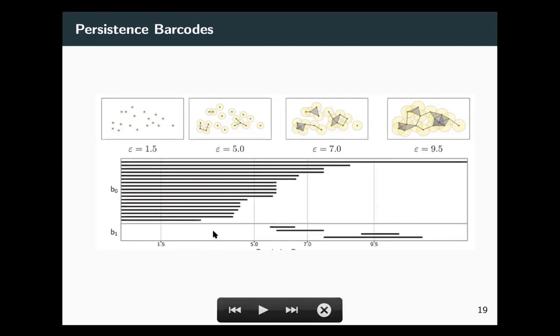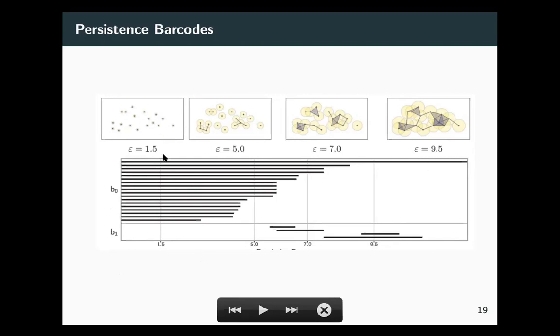And so the way you draw these barcodes is you put the resolutions on the bottom. You put the different dimensions, you stack them on top of each other. And then for each integer value that this B can take, you just add another line and you show how long that line lasts.